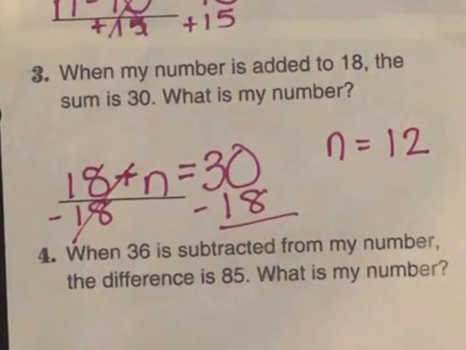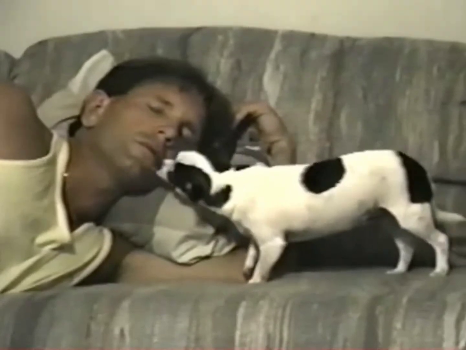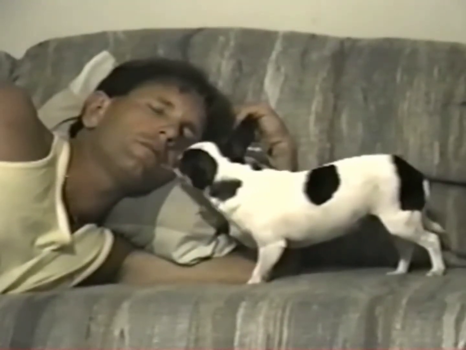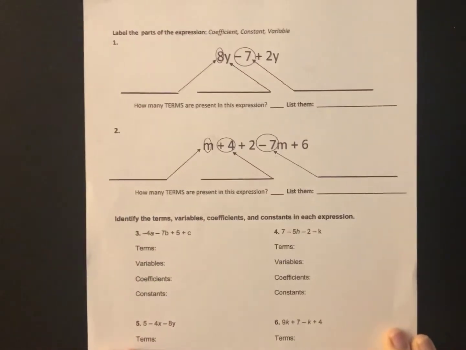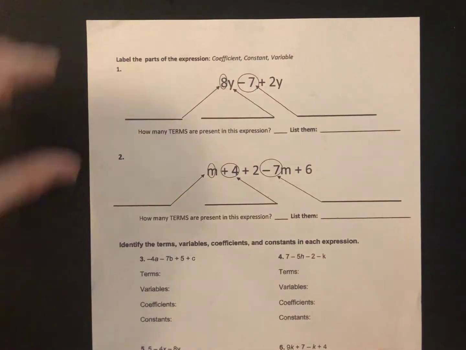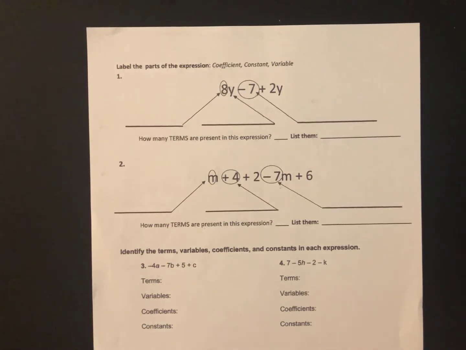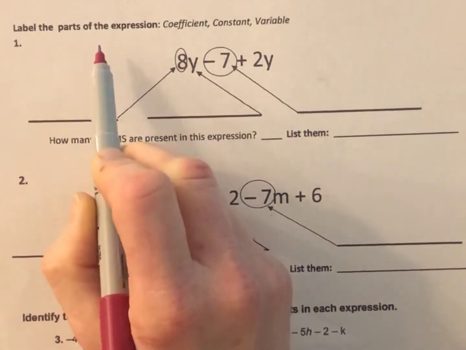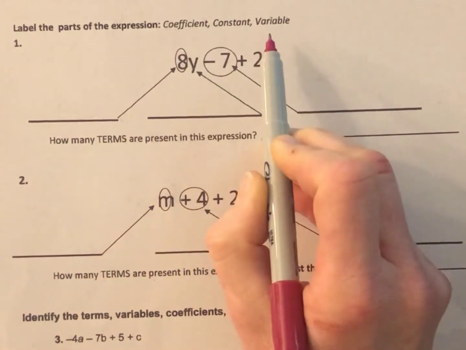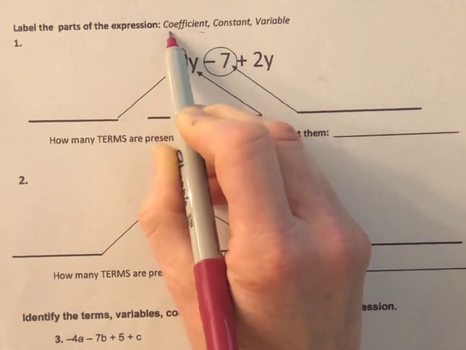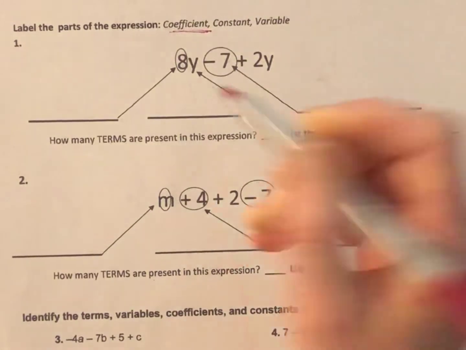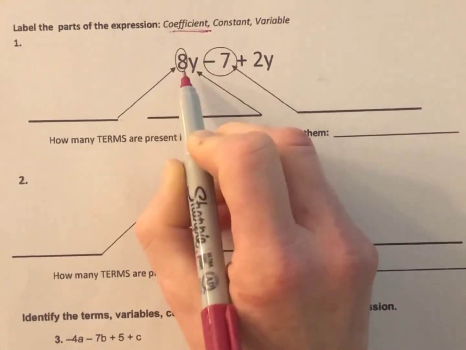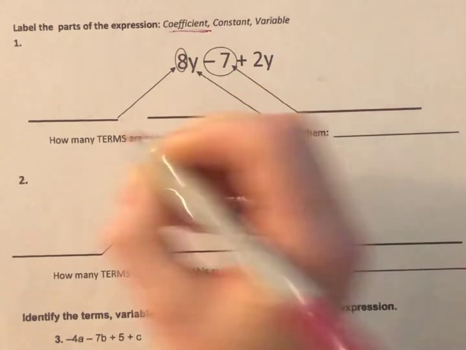Now, move on to page 3. It's this right here. We'll do just a little bit together, starting with number 1. This is algebra vocabulary. Label the parts of the expression: coefficient, constant, and variable. Well, coefficient is anything that's in front of the variable. It tells you how many n's, or how many d's, or how many, in this case, y's. How many y's right here? 8. 8 is the coefficient.